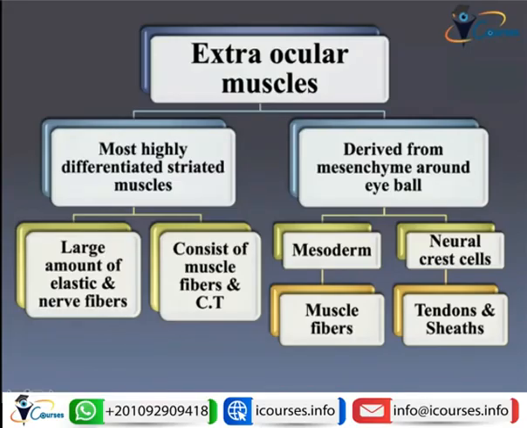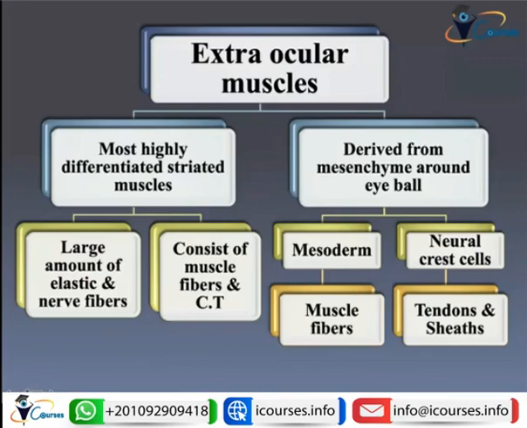If we have a muscle like a back muscle, we have few nerve endings in relation to the muscle bulk. On the other hand, the nerve to muscle relation in the extraocular muscles is very, very high, because the function of these muscles is very specific and needs to be very accurate. So they are highly differentiated, have a large amount of elastic and nerve fibers, and consist of connective tissue fibers and muscle fibers.